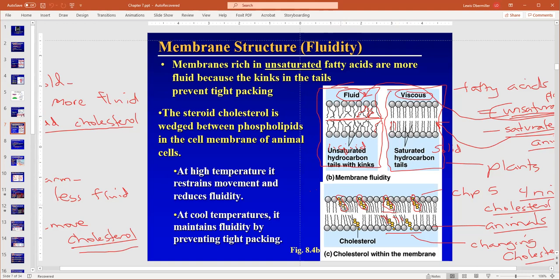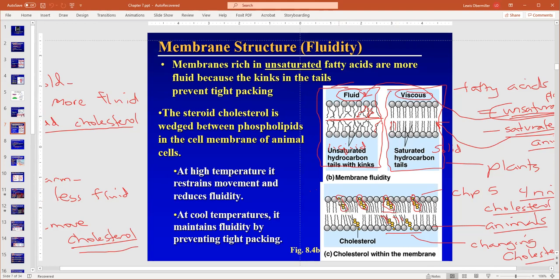But we don't have that. Saturated and unsaturated fatty acid tails: if you're not sure about that, go back and look at chapter 5, when we talked about the difference between saturated and unsaturated, and where saturated fats usually come from and unsaturated fats usually come from.